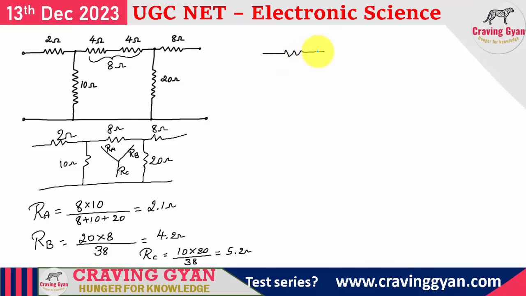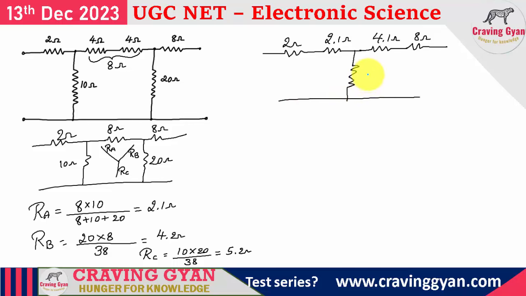Here you are having 2 ohm. For this, you are going to connect another 2.1 ohm. And here you will be having 4.1 ohm. For this, you are going to connect 8 ohm. For this, you are going to connect 8 ohm. Now, one more resistor value is how much? This resistance value is 5.2. Now, what is the equivalent of it? It is 4.1 ohm. What is the equivalent of it? 12.1 ohm.